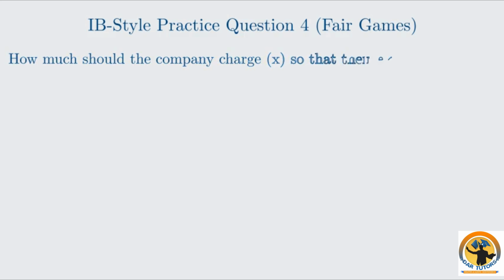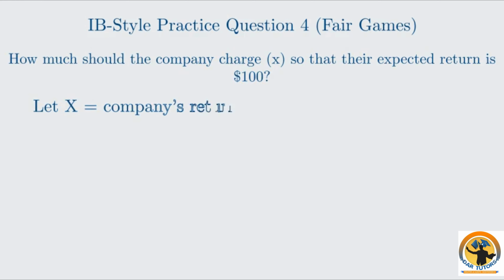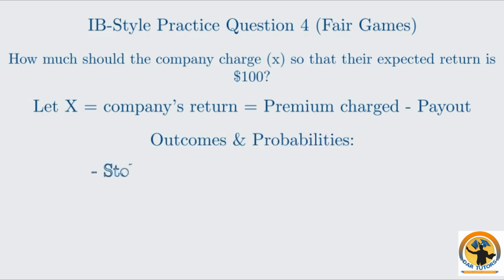In other words, after many policies, the company wants to make an average profit of $100 per policy. Let's define a random variable X for the company's return. X is the return, which is the premium they charge minus any payouts. What are the possible outcomes for the company? The ring could be stolen, lost, or neither. Let's call the premium x.